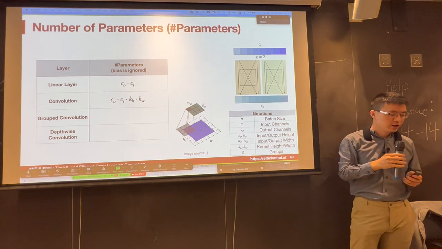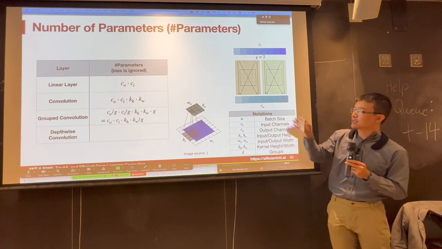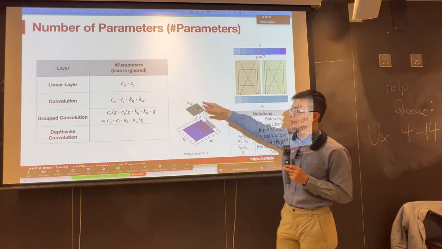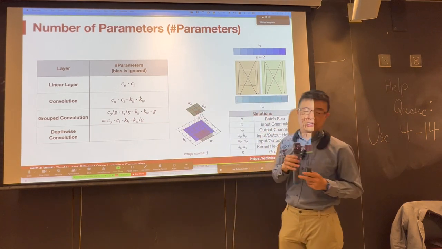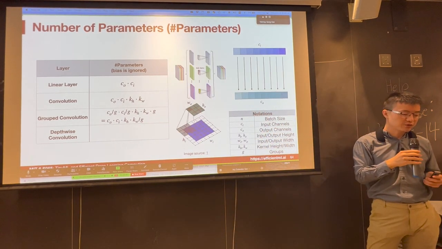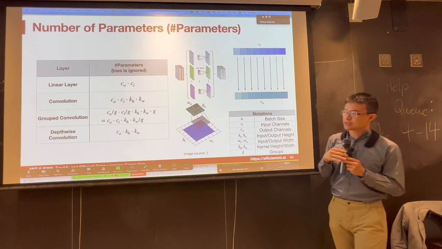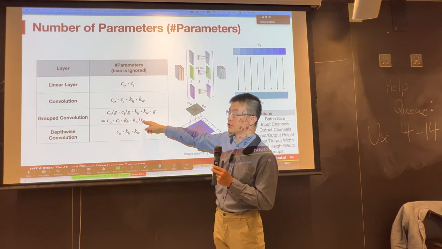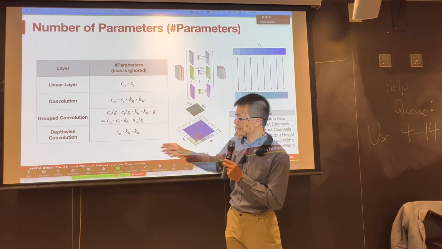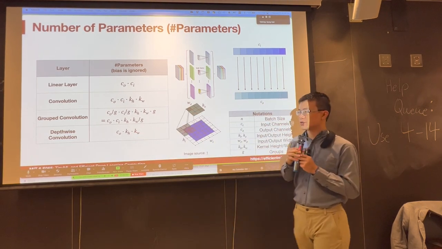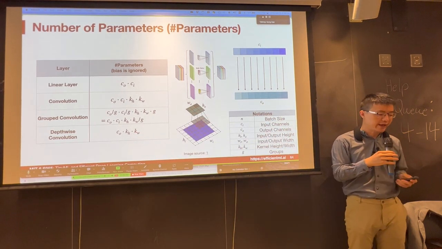For grouped convolution, if we have two groups, then we have two times fewer weights. And for depth-wise convolution, that's when G is equal to the number of channels. So the number of weights is just multiplying K and C together.